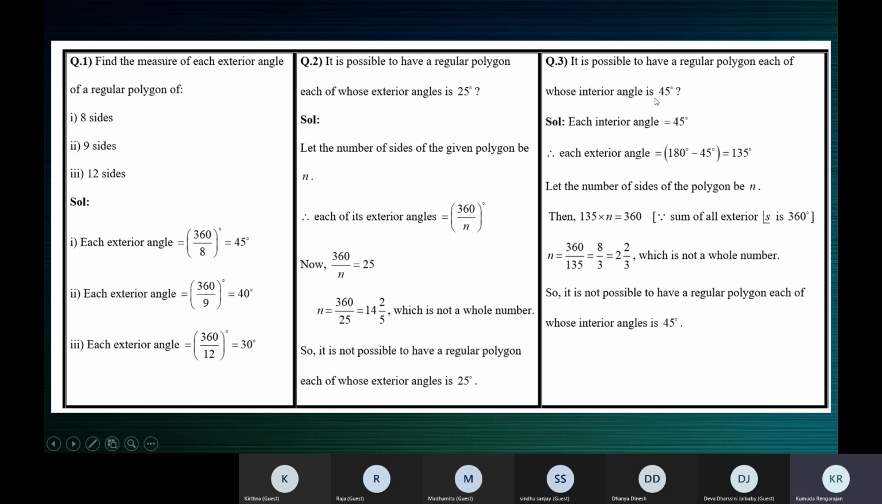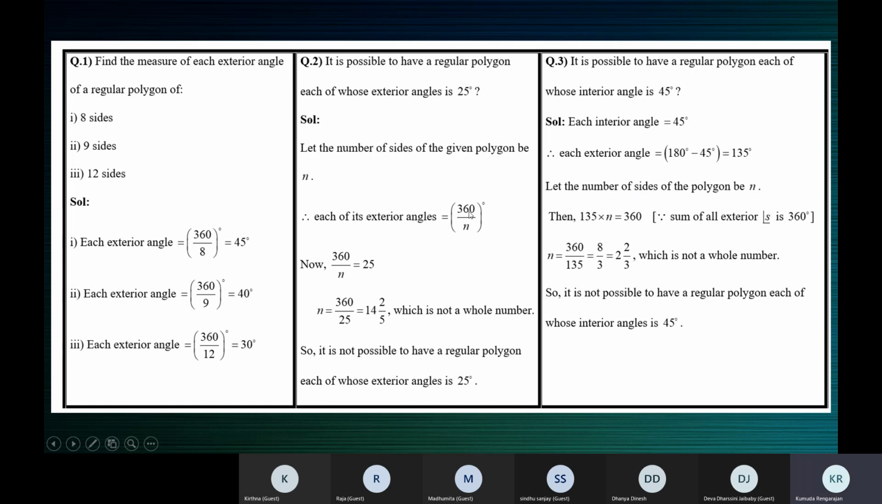Now here it is for interior angle. Same question, but whose interior angle is 45. So with the interior angle, find the exterior angle. 180 minus interior angle is equal to the exterior angle. So now let the number of sides be n.